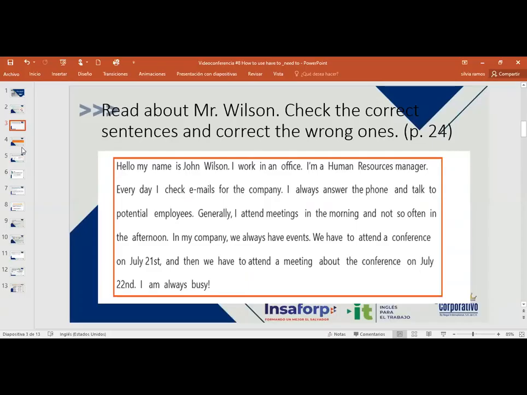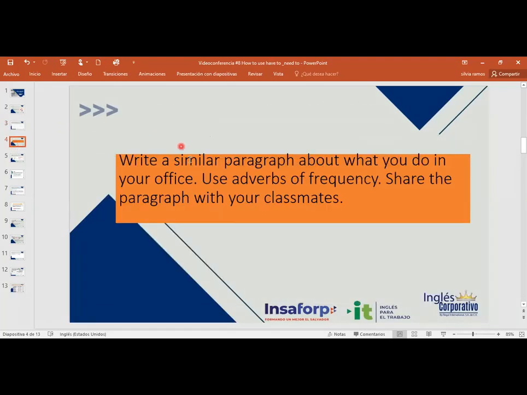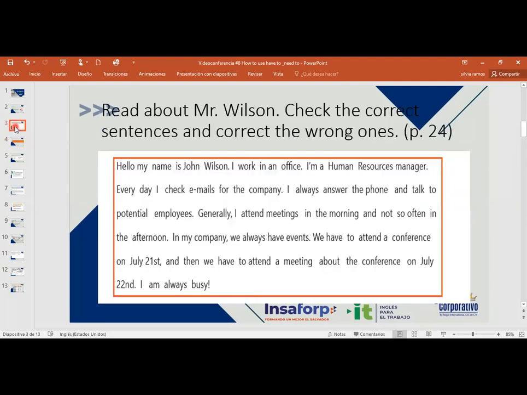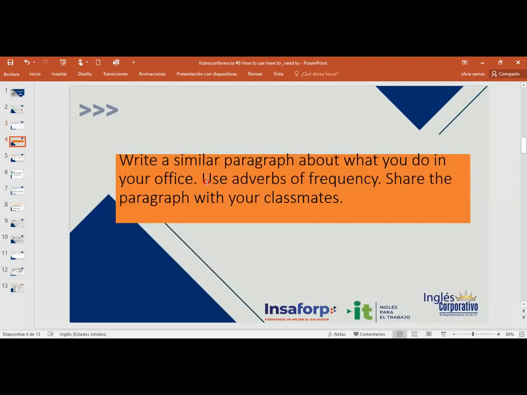Now we have the exercise. We completed this exercise. We're going to do the next one. Next one is this, right? We're going to write a similar paragraph. Vamos a escribir un párrafo similar, okay? Similar to this. With this paragraph, what we're going to do is tell what you do in your office, and we're going to use adverbs of frequency. And then you will share your paragraph with the class, right?